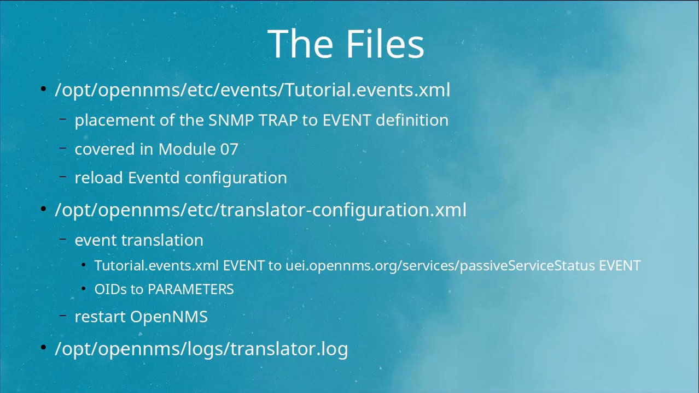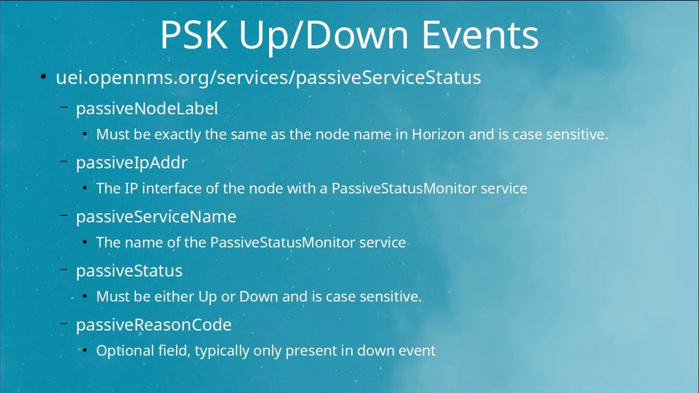Event-to-event translation is configured in the file translator-configuration.xml. This file will be used to convert the down-up traps to a uei.openNMS.org/services/passive service status event. The OID type value combinations must be converted to the required passive service status parameters. Recall from Part A that these are the parameters. Only passive node label, passive IP address, passive service name, and passive status are required. This tutorial is ignoring the passive reason code.